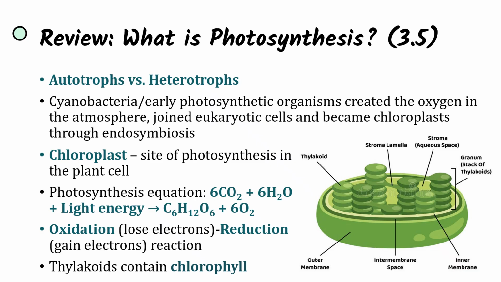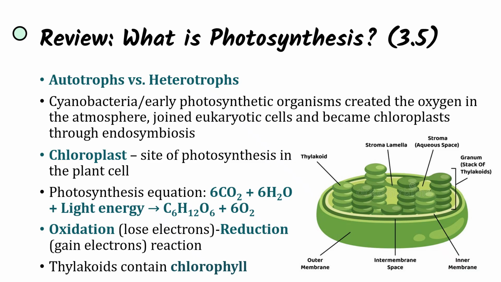Now we need to begin discussing photosynthesis, and to do that we'll start with autotrophs versus heterotrophs. Autotrophs are producers of their own food. They produce food for themselves, such as plants, whereas heterotrophs are consumers. They are dependent on autotrophs for both food and oxygen, because plants also produce the oxygen in the atmosphere.